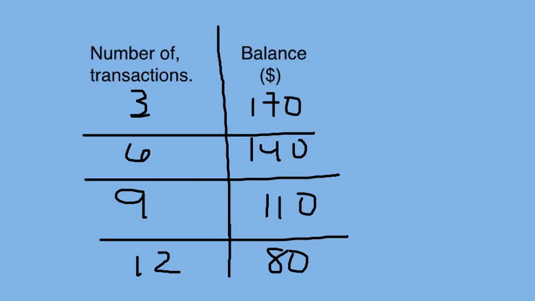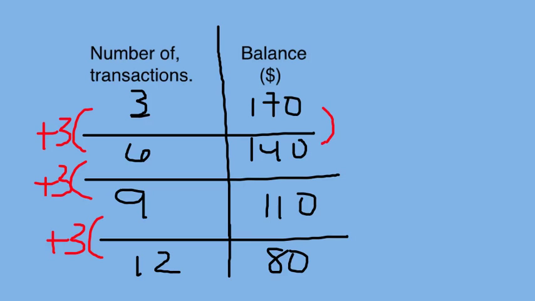We have another example that we can look at, and we want to know if this is a linear relationship. So we're going to look and see if it has a constant rate of change. So let's look at the number of transactions. As we increase, we're adding 3 each time. So as we increase our transactions, we're decreasing our balance by 30 each time.